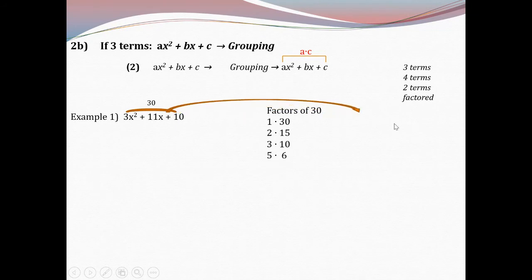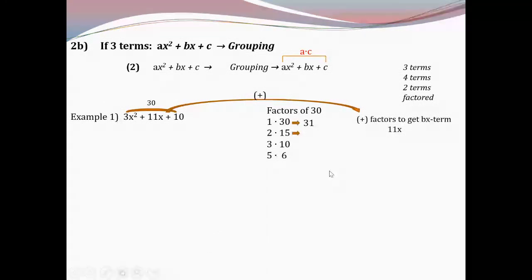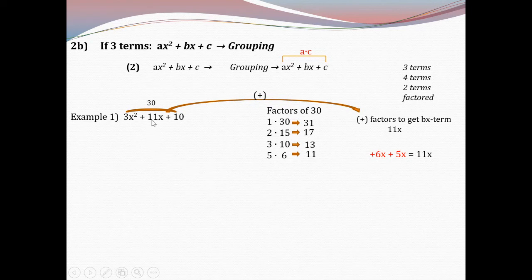So here, guys, it's going to be when we add them. So the factors to get the bx term has to be 11. So this is 31, 17, 13, and 11. So this is my match here, guys. So before I convert it into 4 terms, I put it here. That's why I know that the positive 6x plus positive 5x will replace my 11x.